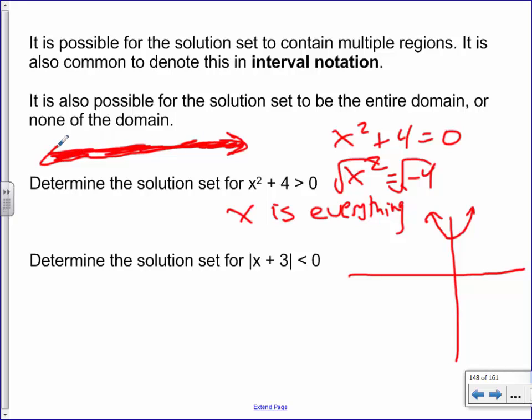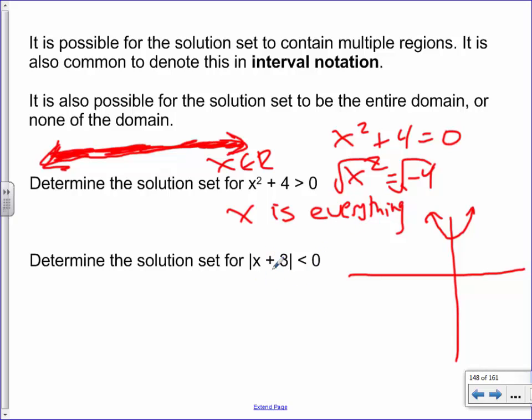Does that make sense? Mathematicians developed a faster way of doing this. You guys have already learned this at some point. Sometimes we say this: x is an element of the reals. It's kind of a faster way of saying, look, every single number is valid.